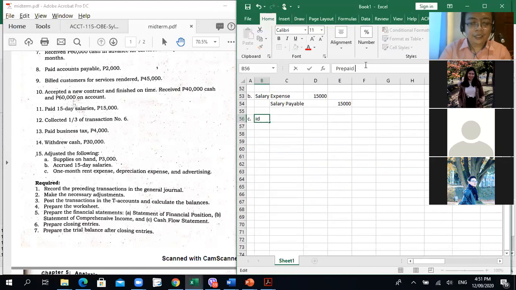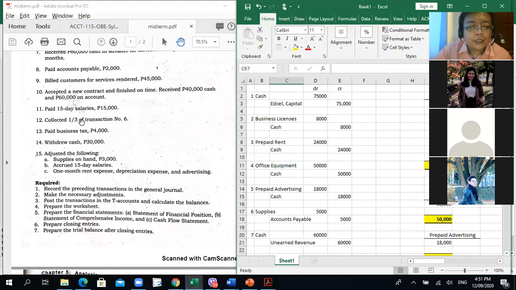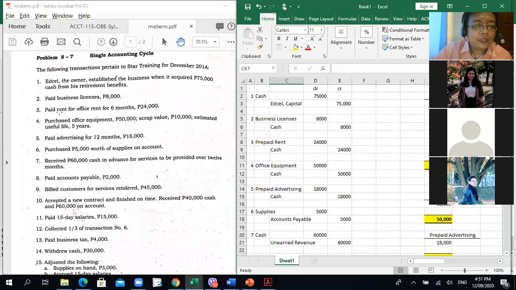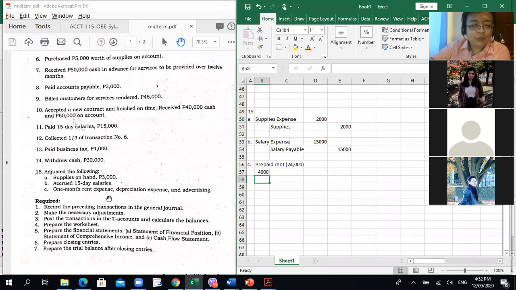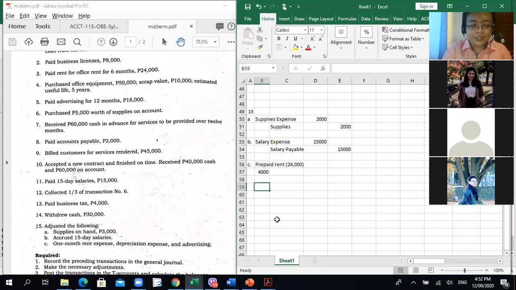So the prepaid rent is you have 24,000. Correct? O, ilang taon yung 24,000? Alright. The 24,000 for number 3 is to be paid in 6 months. So meaning, 24,000 divided by 6, yun na. You have 4,000. Eh, 1 month lang naman, di ba? Only for 1 month rent expense. What is the entry? Rent expense. How much? 4,000. Tama ba kayo sa 4,000? Yes, sir.